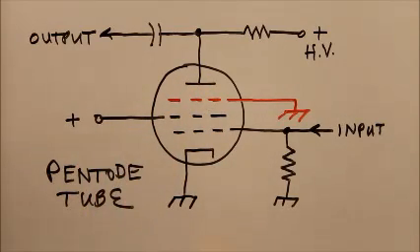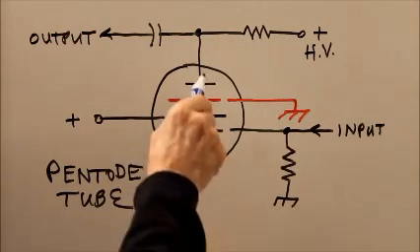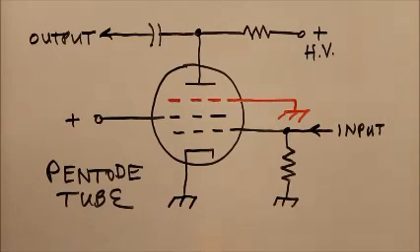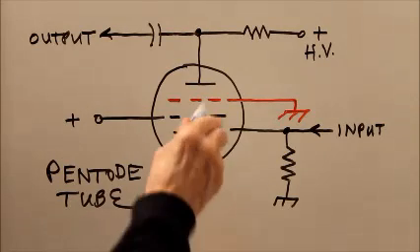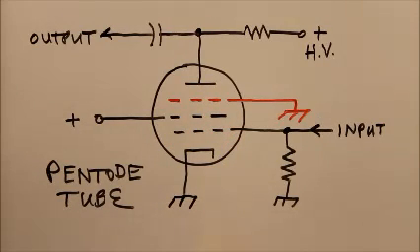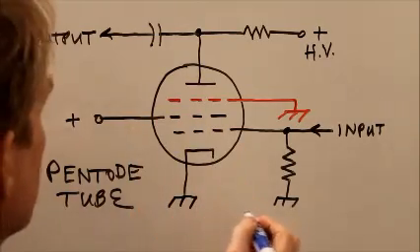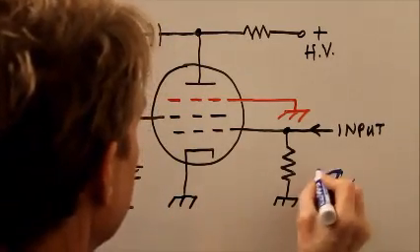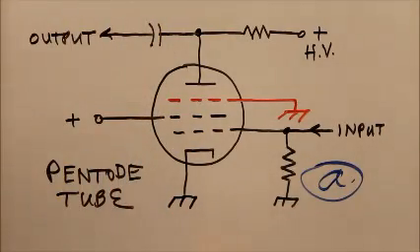Sometimes the screen grid alone is not enough to completely get rid of the capacitance between the plate and the control grid, or at least not to the extent necessary in certain types of amplifiers. So this suppressor grid provides some extra reduction in that capacitance. The correct answer to this question, therefore, is A, as in alpha.